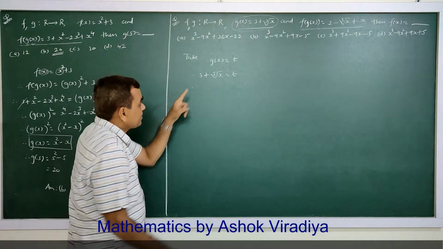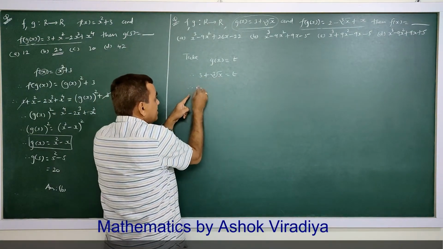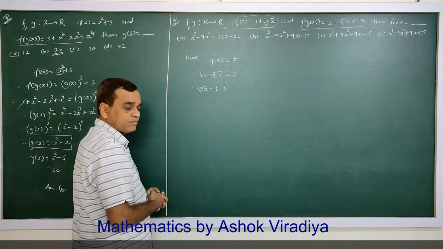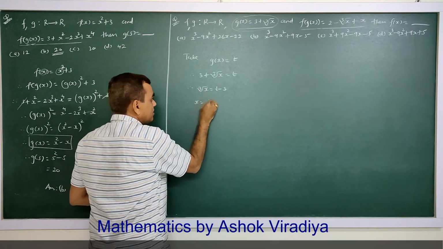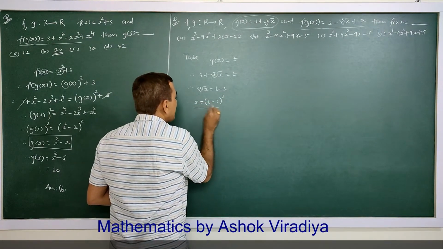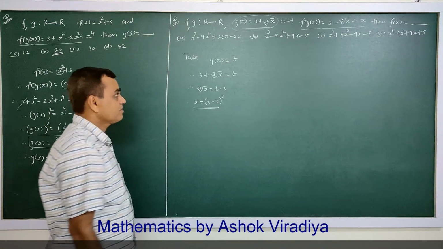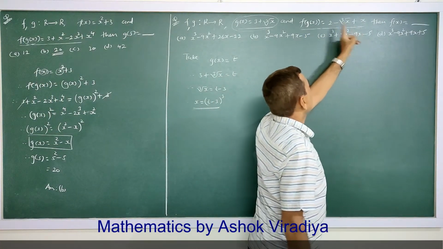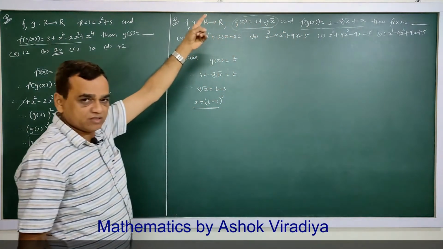Now from this expression we are going to find the value of x. So cube root of x is t minus 3. So x is (t minus 3) whole cube. Now this value of x we will put on the right hand side of this composite function.